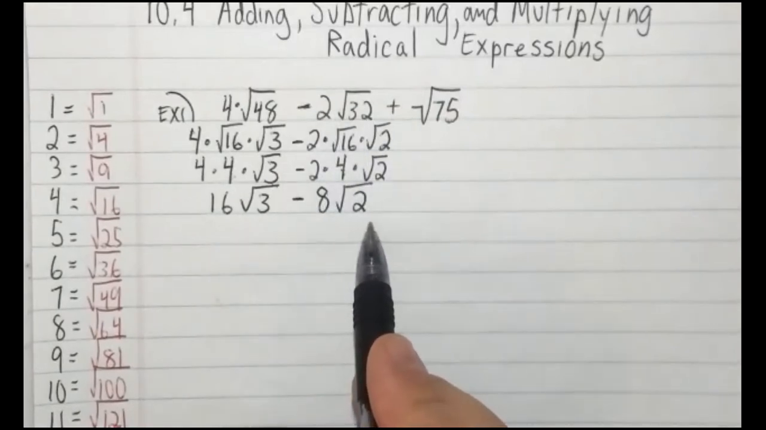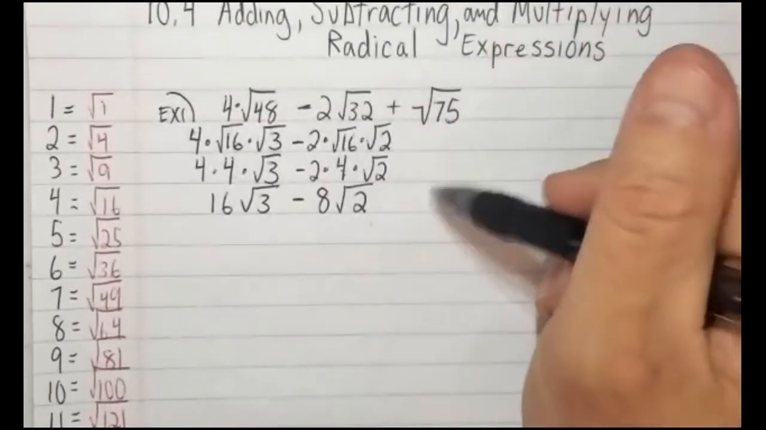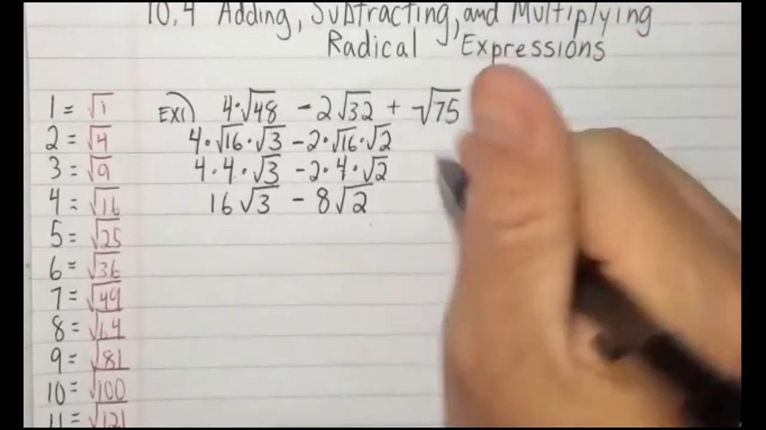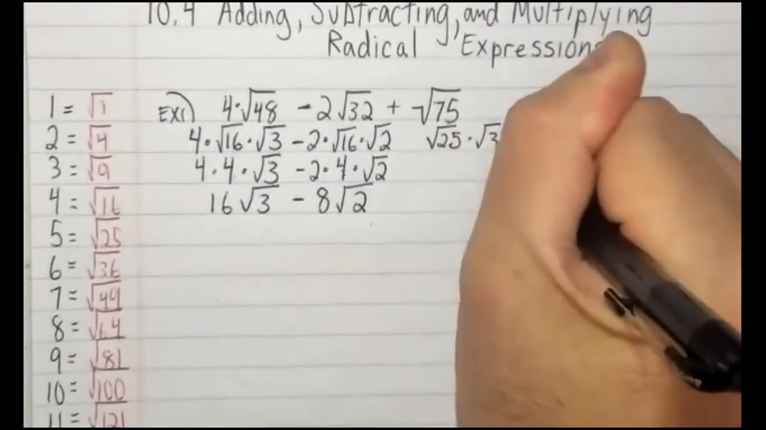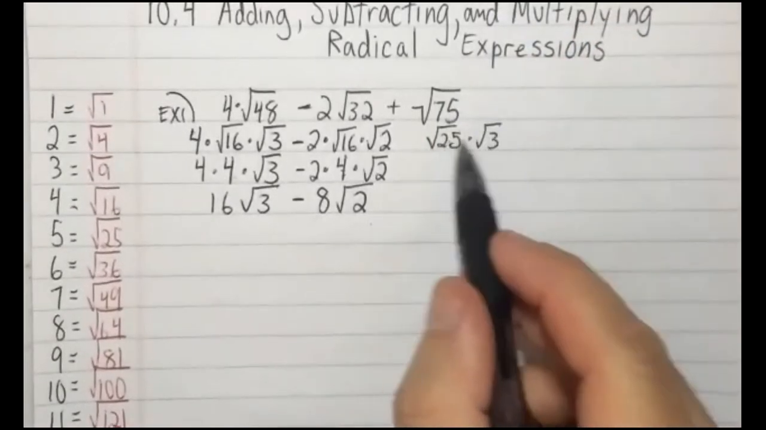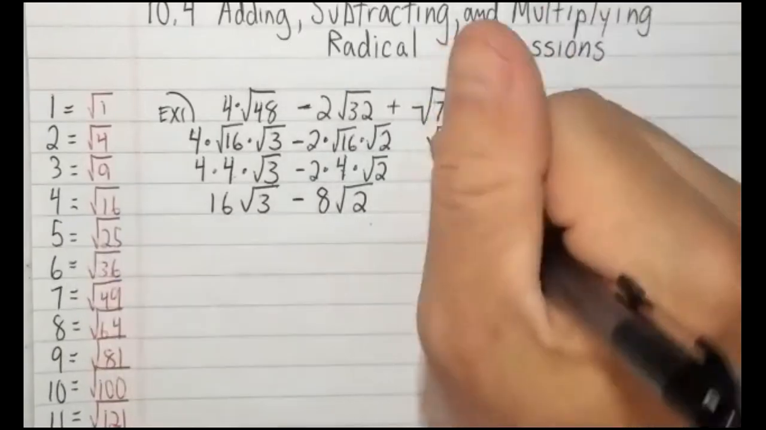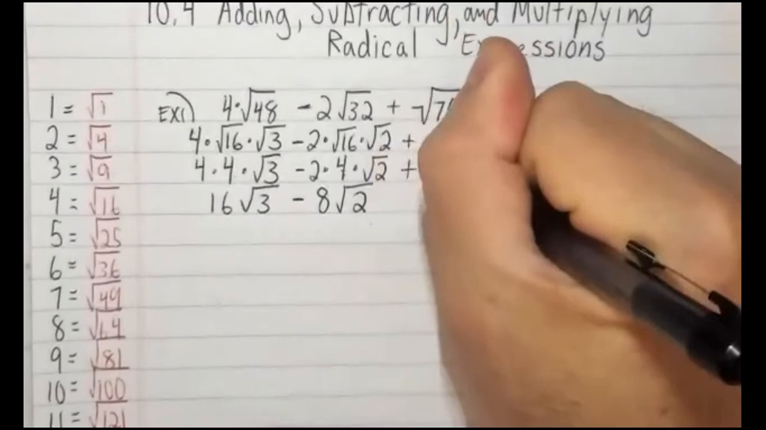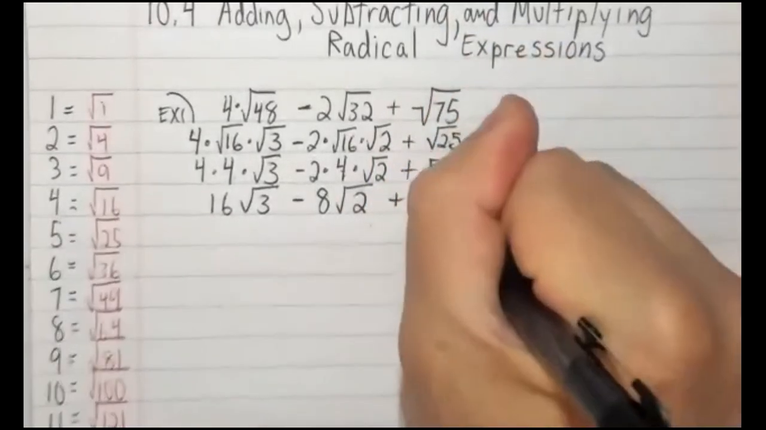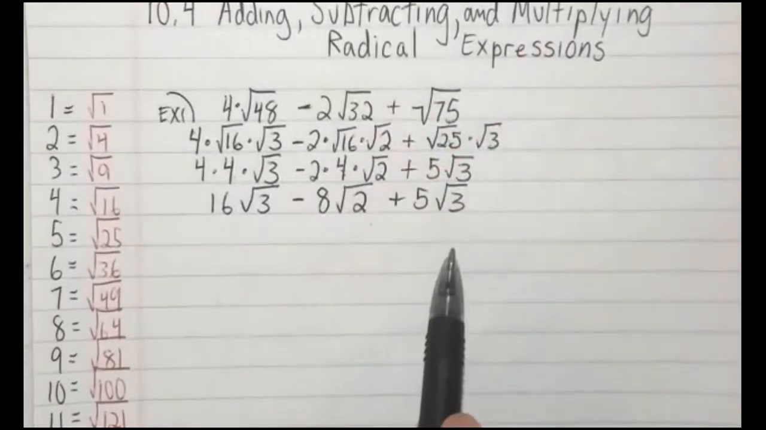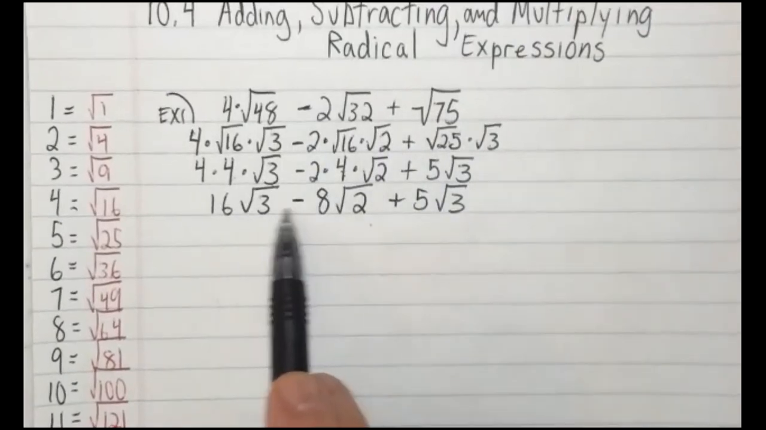And the last one is 75. Quick little hint with these, anything that's going to end in a 5, the first one that I'm always going to check is 25. Okay, that's just going to be 25 times 3. 25 times 3 gets me to 75. The square root of 25 equals 5. So this turns into 5 square root of 3. I'm just going to move this down. So now we took all these three terms, we simplified them, and this is what we have.